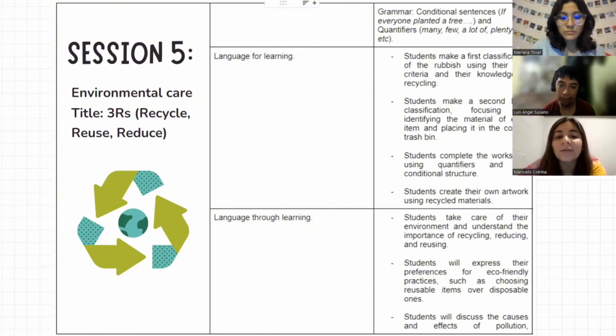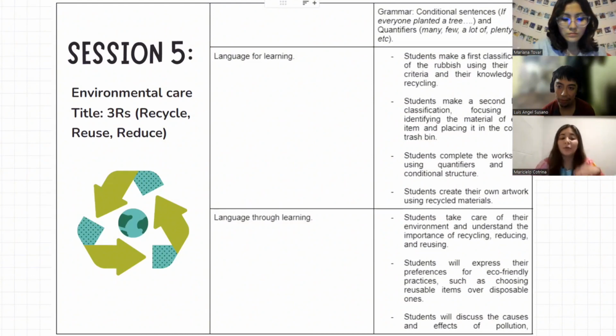And then in the case of language for learning, here we are going to mention the activities that the students are going to do in the session. One activity is that the students are going to make a first classification of the rubbish using their own criteria and their knowledge of recycling. In this case, the teacher is not going to interfere in their answers.